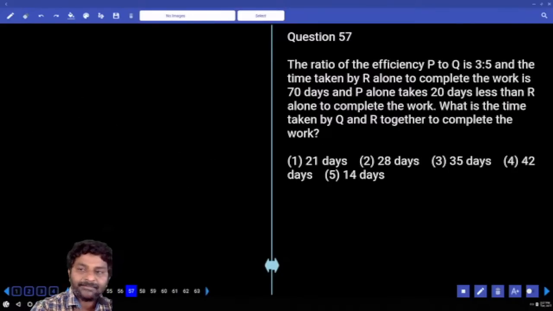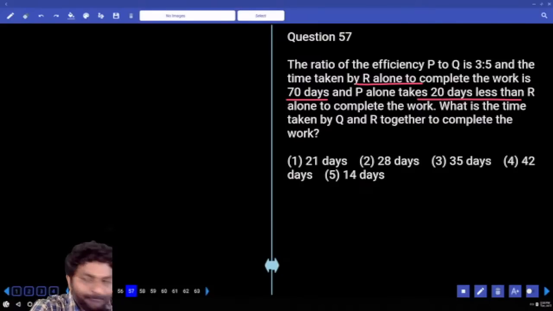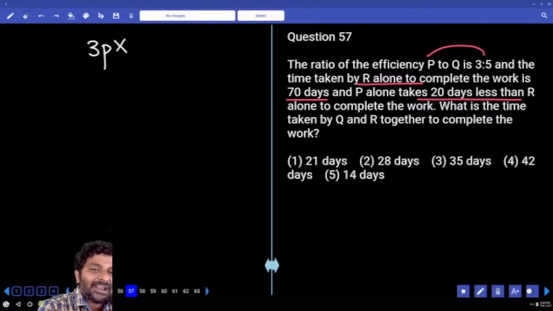57. The ratio of the efficiency of P to Q is 3:5 and the time taken by R alone to complete the work is 70 days and P alone takes 20 days less than R alone to complete the work. R can complete the work in how many days? Then P takes 20 days less than R, right? That means how much is P efficiency? 3 parts. If P does 3 parts work, he can complete the work in 50 days and that is the total work, right?